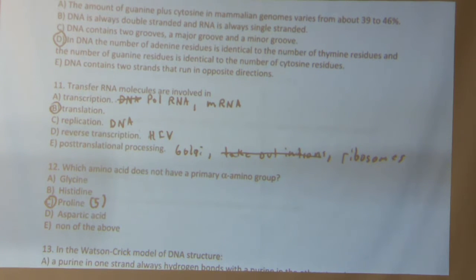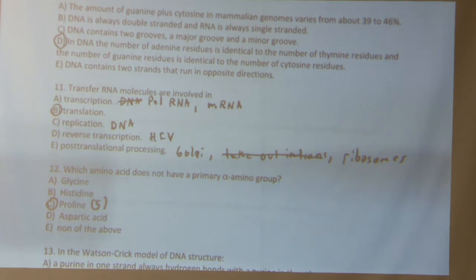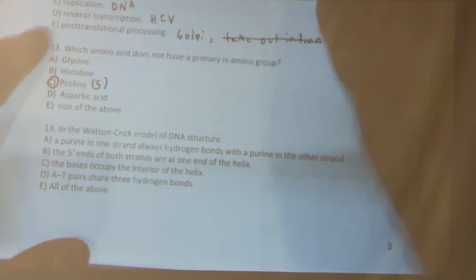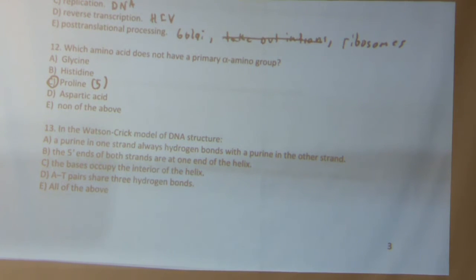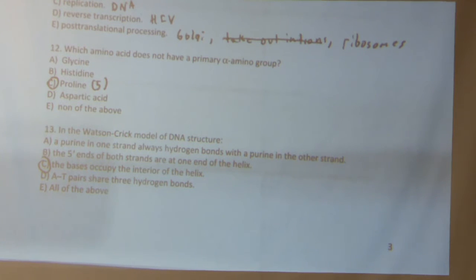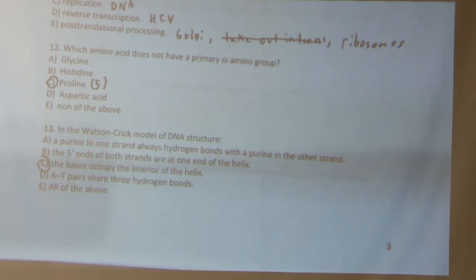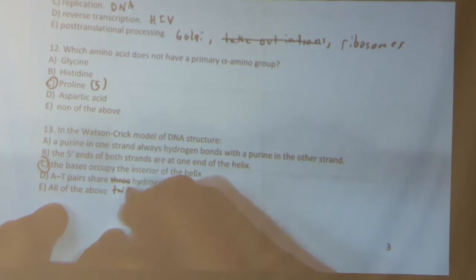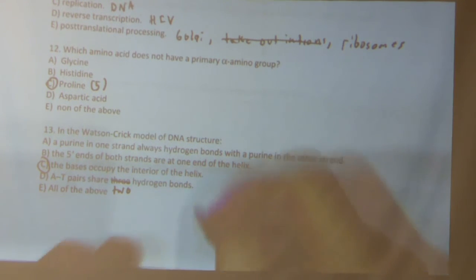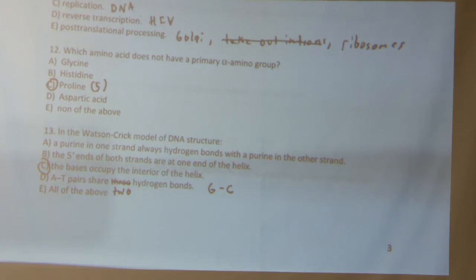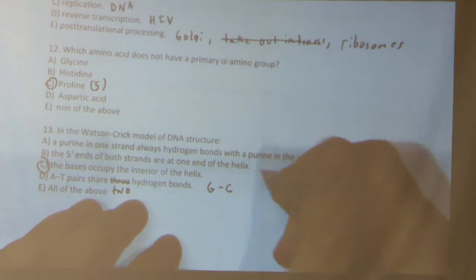Okay, number 13. In Watson-Crick's model of DNA structure, A, a purine in one strand allows hydrogen bonds with a purine in another strand. B, the 5' end of both strands are at one end of the helix. C, the bases occupy the interior of the helix. D, A-T pairs share 3 hydrogen bonds. E, all of the above. Oh, sorry. C? Yes? C is the answer. Why? Why wouldn't D be right? 2 bonds? Awesome. What relationship has 3 bonds? C and G. And what does that mean about C and G bonds? Higher dissociation. Awesome. So it's a stronger bond, because the more hydrogen bonds, the less likely it's going to be broken. So it has 3.